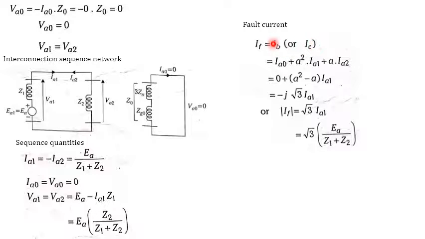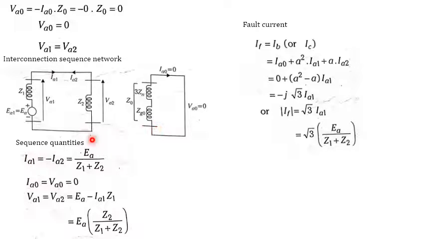If you consider across B, this will become IA0 plus A square IA1 plus A into IA2. If it is IC, this will become A into IA1 plus A square into IA2. Already we know that IA1 is equal to minus IA2, so IA2 can be written as minus IA1.